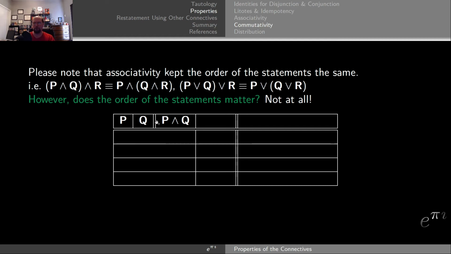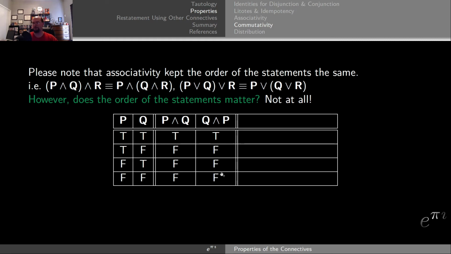So if I have P and Q, let's look at P conjunction Q. Remember, P conjunction Q is only true when both are true at the same time. So double true will give true, true false yields false, false true gives false, and double false yields false. Now, switch the order. If I was to put Q then P, what happens now? Well, remember, it is only true if both are true. So double true will give true, all the others will yield false. So false true gives false, true false gives false, and double false gives false.